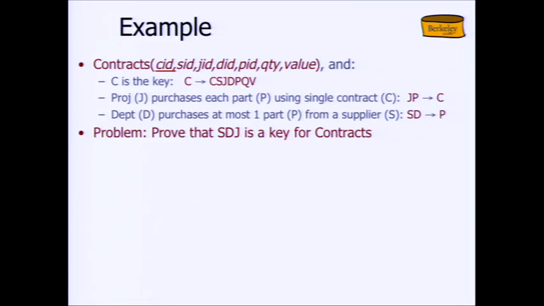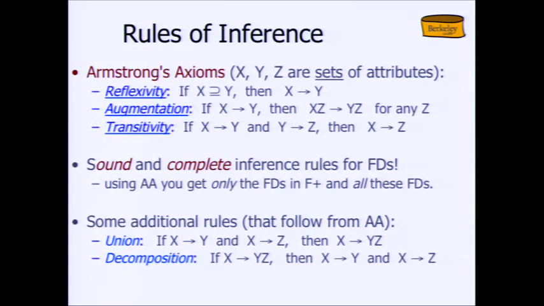So by augmentation, is that the right word? Let's go back to Armstrong's axioms. There they are. We're going to put an attribute on both sides of an existing FD. In particular, we're going to put J over here and over here, and it's going to be true. So by augmentation, JSD determines JP. Agreed? Say yes if you agree. Yay, thank you. All right, so JSD determines JP, and by transitivity then, JSD determines C. Agreed?